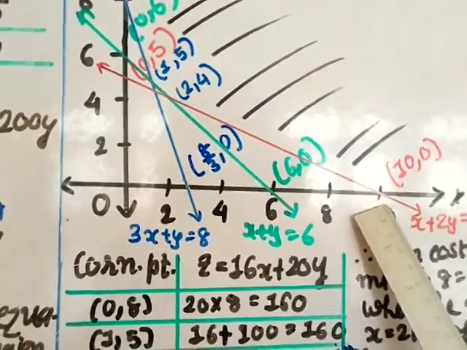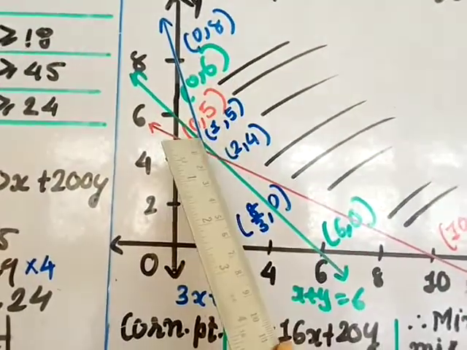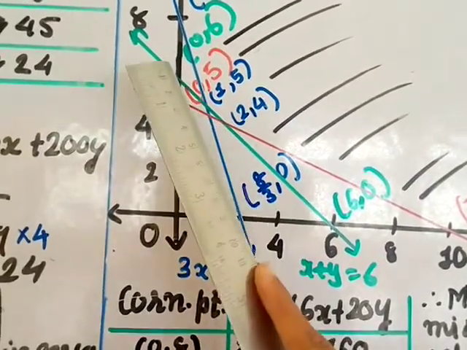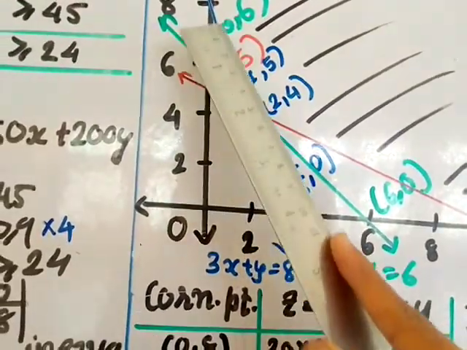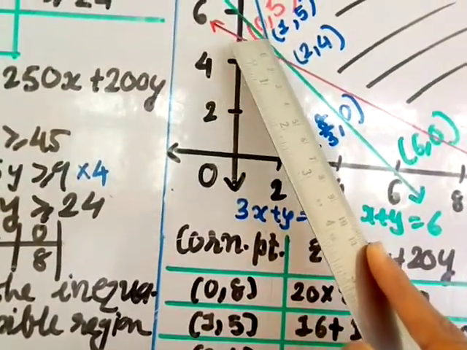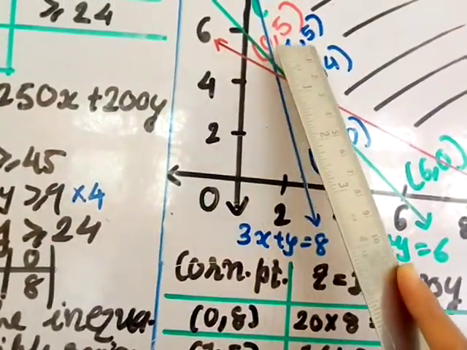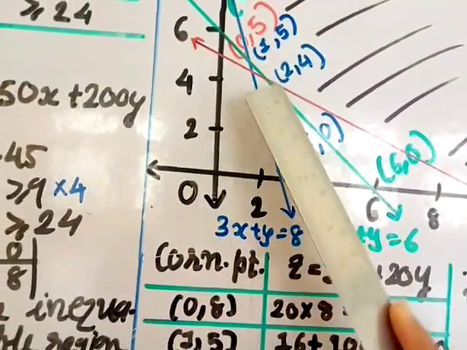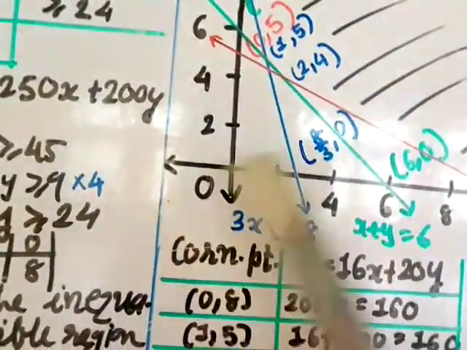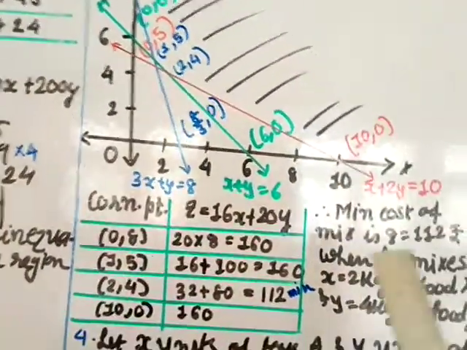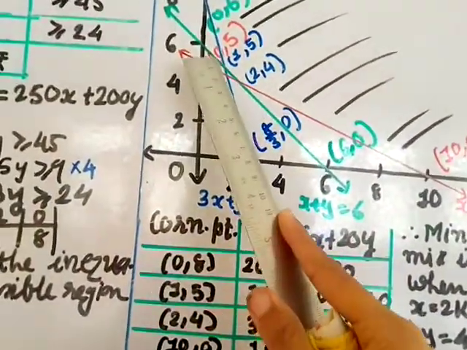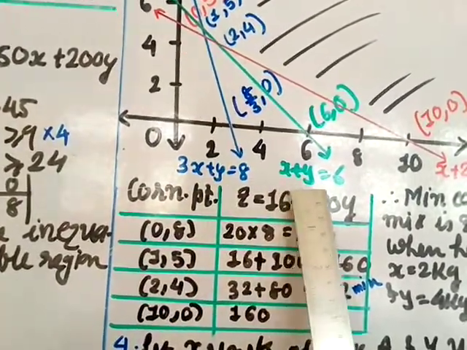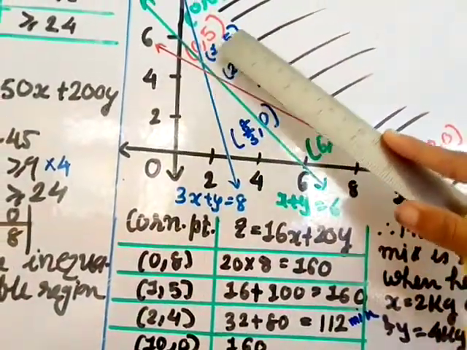The corner points are (10, 0), (0, 8), the intersection of the blue and green lines, and the intersection of the red and green lines. I can see directly from the graph that one point has x equal to 1 and y equal to 5, and another has x equal to 2 and y equal to 4. I solved it using the elimination method: solving 3x plus y equal to 8 and x plus y equal to 6, you get x equal to 1 and y equal to 5.